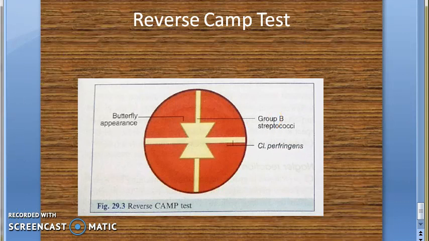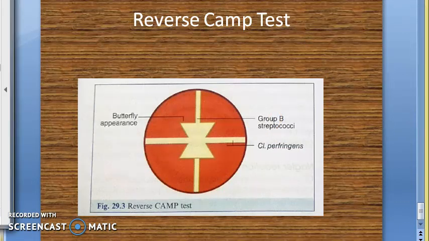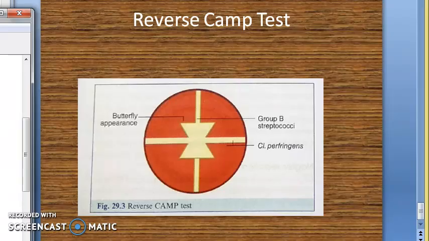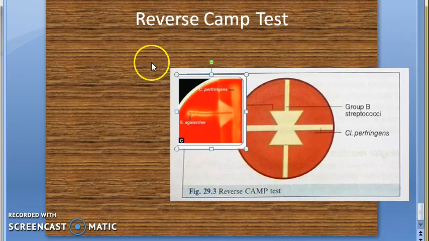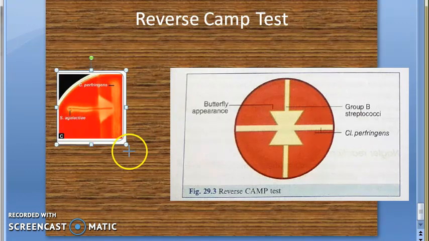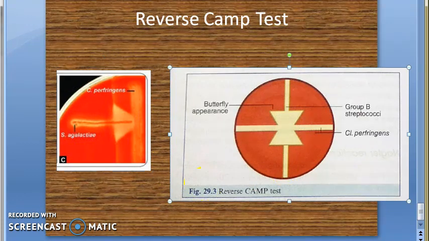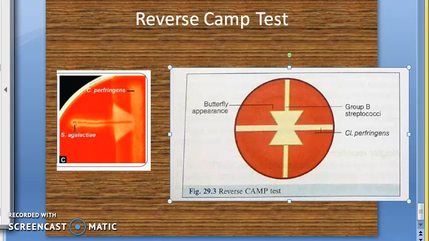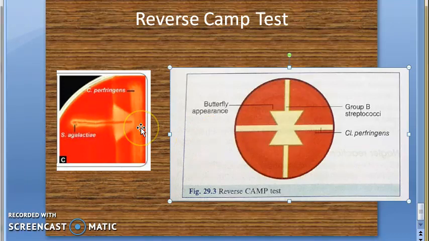Then we have a reverse CAMP test. Reverse CAMP test, the diagram is like an arrow. Let me pick up the diagram from Apurva Shastri. You can draw whichever diagram you are comfortable with. This one or this one. First, understand the reaction. Reverse CAMP test, Clostridium perfringens is streaked over the center of blood agar plate and Streptococcus agalactiae is streaked perpendicular to it.